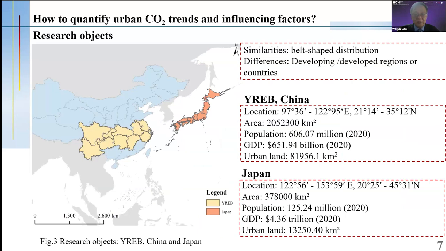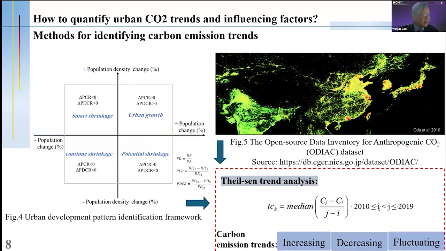Today, I focus on two regions. One region in China is the Yangtze River Delta, including Shanghai City, and another is the whole country of Japan. We have some data here. And first, let me define the method. The first, I would like to identify the urban development patterns using this figure.